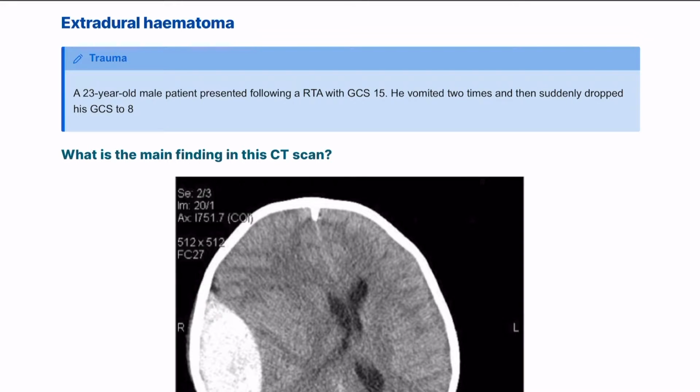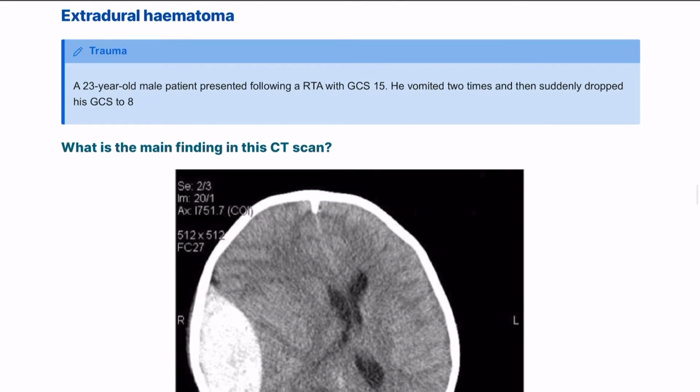Hello everyone, it's Abdullah here, and we're going to cover a few of the trauma setting scenarios. This will include extradural hematoma and subdural hematoma and how to deal with them, and also how to manage the intracranial pressure.